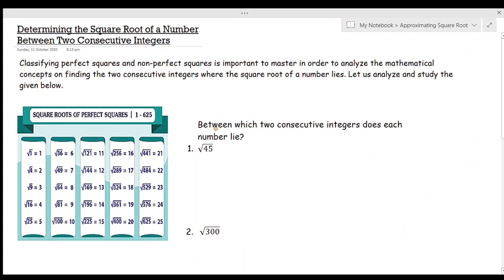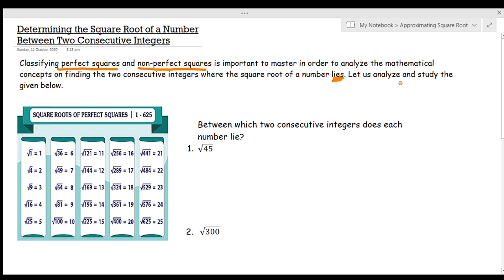Okay, now grade 7. Since you're already equipped with finding the square root or principal square root of a perfect square or a non-perfect square, let's proceed in this topic. We need to determine the square root of a number between two consecutive integers. Classifying perfect squares and non-perfect squares is very important to master in order to analyze mathematical concepts, especially in finding the two consecutive integers where the square root of a number lies.